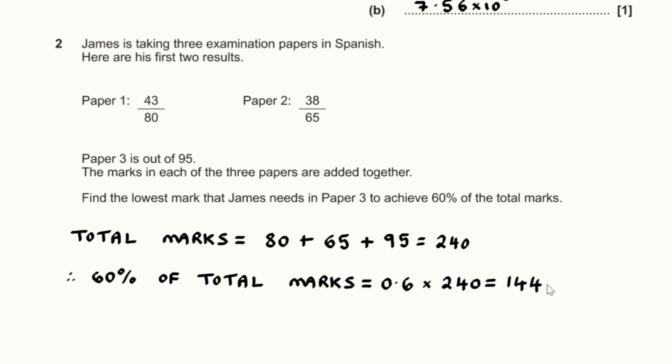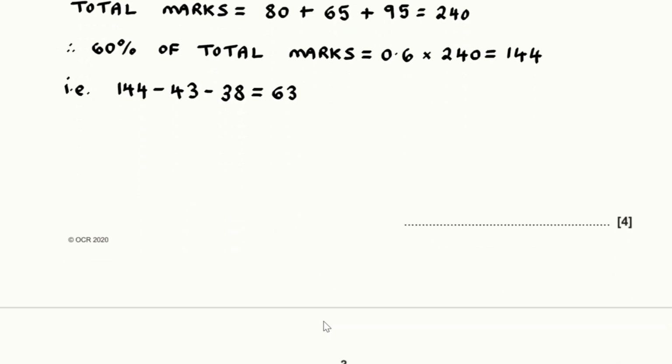So he needs 144 marks, and therefore, for him to get 60%, we've got 144, which we need to get 60% overall. We take away the 43 he got in paper 1, we take away the 38 he got in paper 2, and therefore 63 marks are required to get 60% overall. So we have 63.